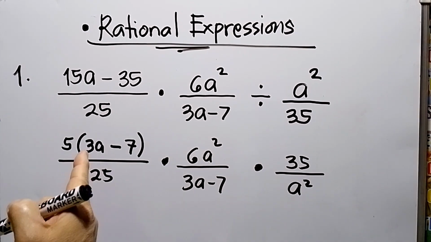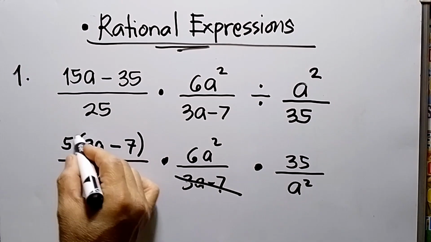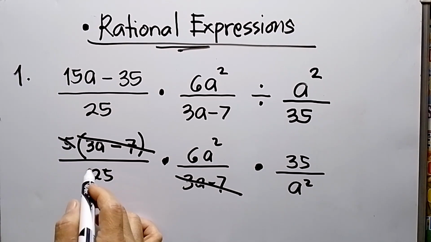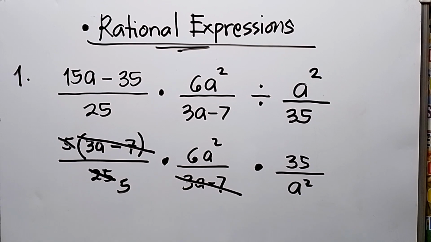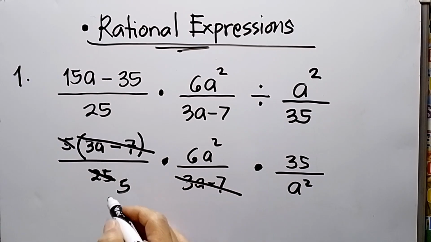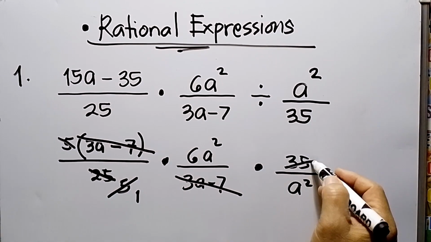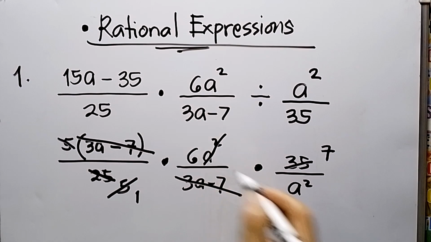Okay, so the same, 3a minus 7 and 3a minus 7 will be crossed out. This one also, 5 and 25: cross out 5, and 25 divided by 5 is 5. Then I have 5 and 35, so this will be divided by 5. This is 1. Divided by 5, that is 7. Then cross out also a squared.